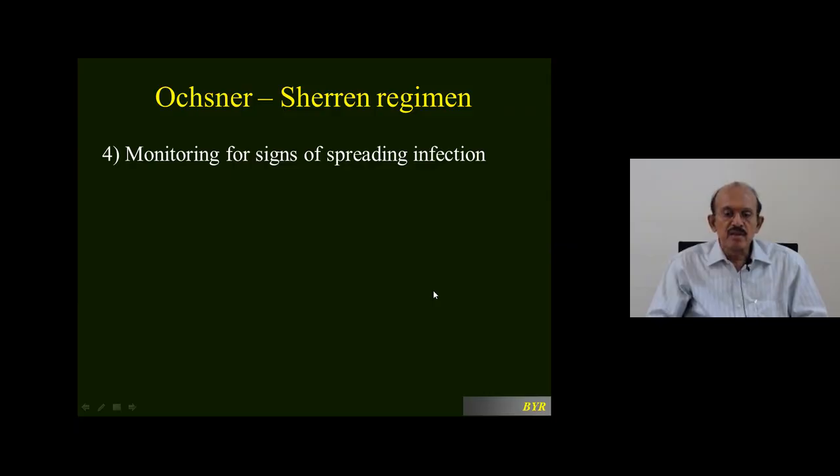Then the most important thing is monitoring for spreading infection. If the appendicular mass is causing spreading infection to the surrounding peritoneal cavity, you must immediately stop your conservative management and go for surgical management. Tell me, how do you identify the spreading infection? What symptoms and what signs? First, tell me the symptoms.